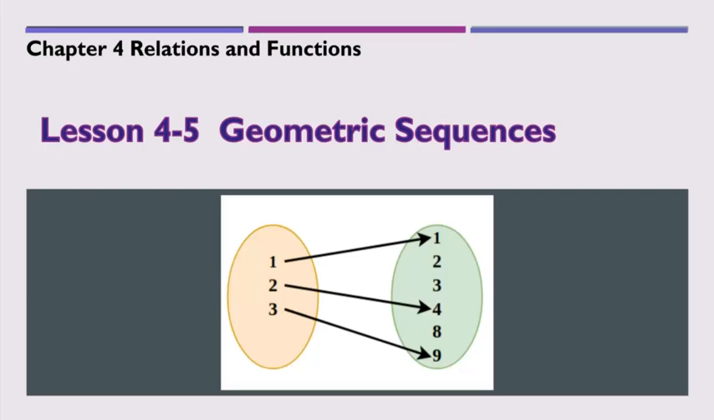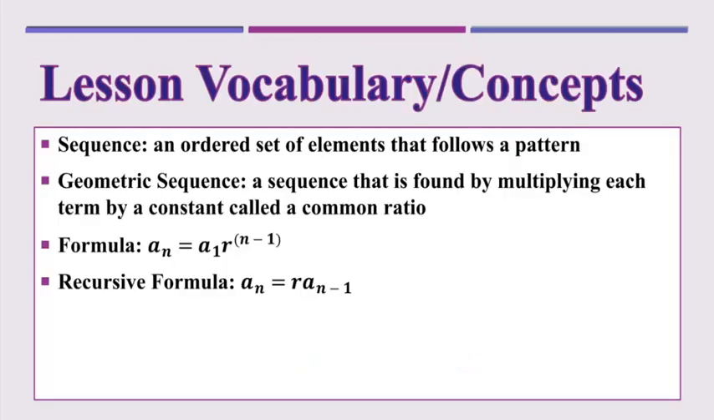Lesson 4-5, Geometric Sequences. Again, a sequence is an ordered set of elements that follows a pattern. A geometric sequence is just a sequence that is found by multiplying each term by a constant called the common ratio. Now, there are two formulas associated with geometric sequences. The first one, a subscript n equals a subscript 1 times r raised to the n minus 1.